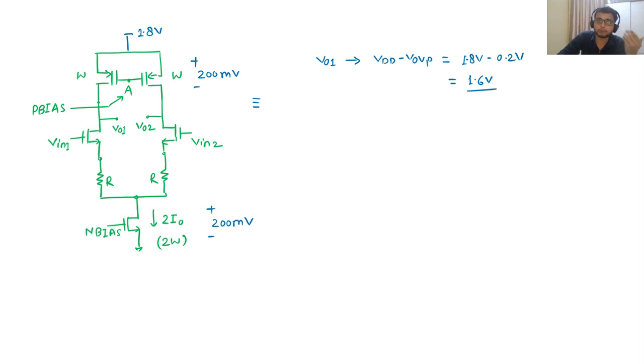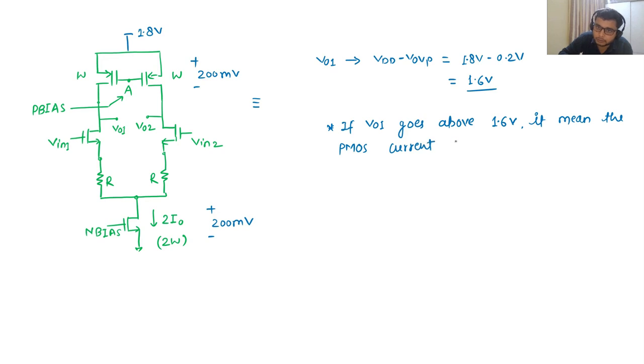If our output is going above 1.6, it means we are crunching the above devices. If the single sided output, which is V out 1, if I am taking this circuit as a symmetric circuit or half circuit analysis, goes above 1.6 volt, it means the PMOS current source device is crunched, or crunched means to say it will be forced to enter into the triode region. So this is the point that I want to make here.